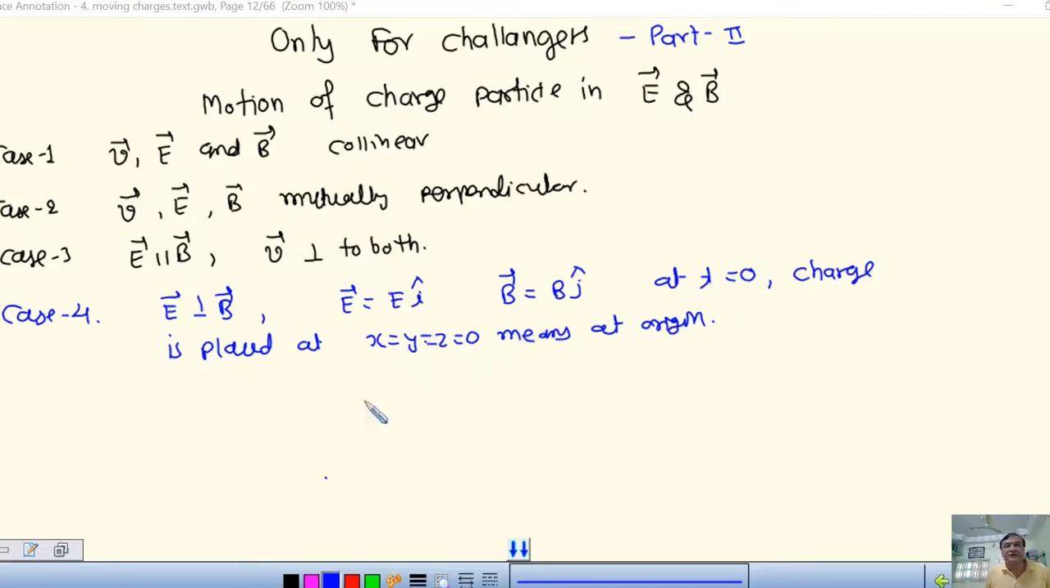So dear students, second part of motion of charged particle in electric and magnetic field. In the first part we discussed case 1, that is V, E and B collinear, meaning all are in parallel. Second case: V, E, B are mutually perpendicular, so all are in different directions. Case third: E, B parallel and V is perpendicular to both. And we find out what is the position and velocity at any time t.